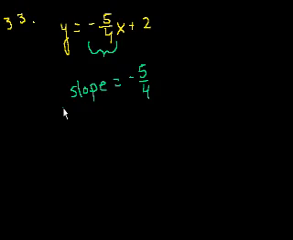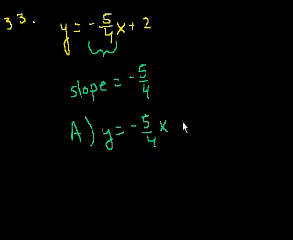And so we just have to look at the other choices and say which one has the same slope of minus 5/4. And choice A actually is, y is equal to minus 5/4 x plus 1. So it has the exact same slope, and it's just shifted down by 1. So A is our choice. Now problem 34.